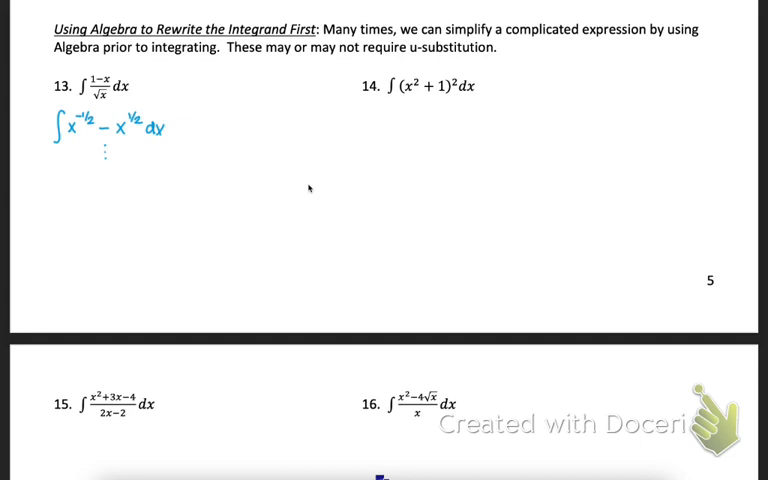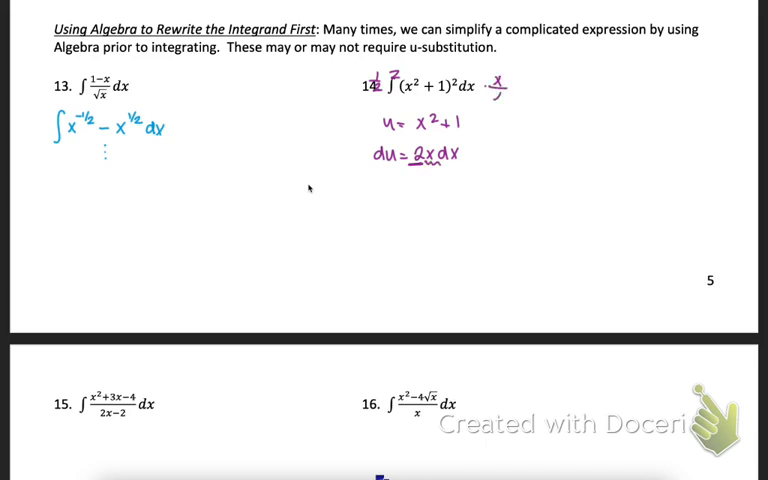Number 14. Now, this one looks like it has an inside, so you may think that you want to do u-substitution. It's not going to work, but let me show you why. So don't copy this down, but this is why. When you have u equal to x squared plus 1, then du is equal to 2x dx. I can get a 2 in here. I can multiply by 2 and multiply by 1/2. But like I mentioned before, I can't do that with an x.